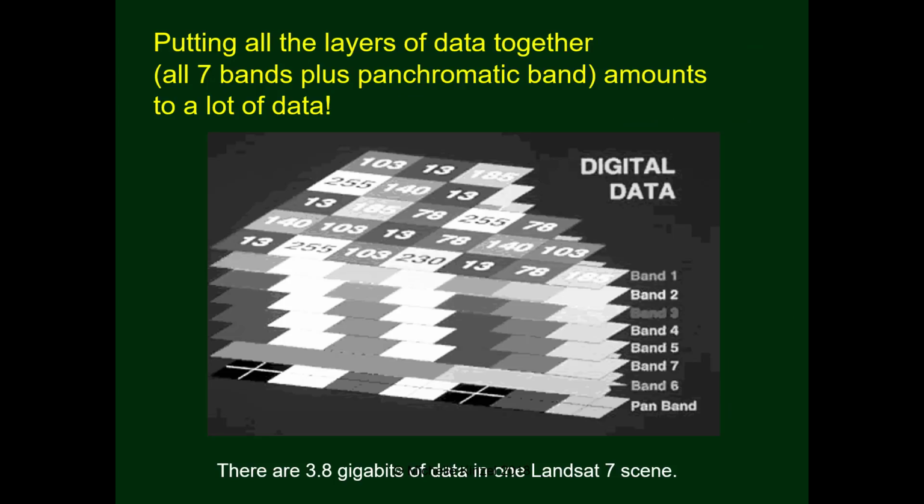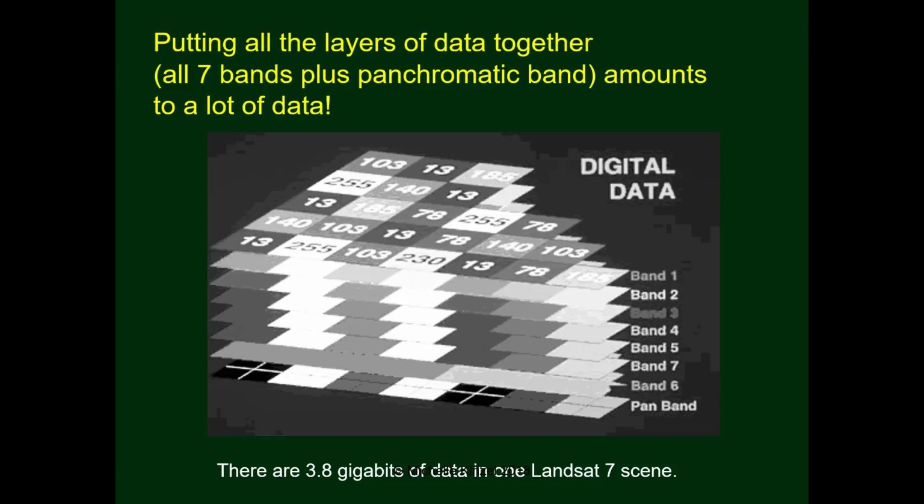So when we put all of these layers together, this is an example of all 7 bands plus a panchromatic band. That equals a lot of data. One of the challenges of working with remote sensing data is file management and space and disk size. This is an example of one scene, and it is 3.8 gigabytes of data in one Landsat 7 scene.